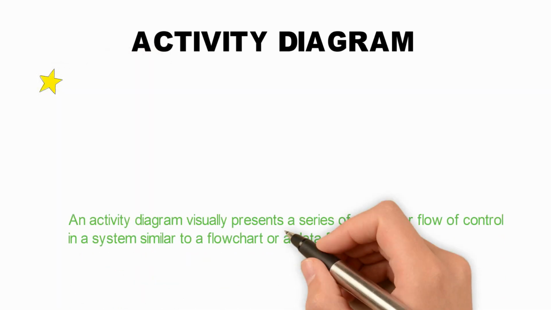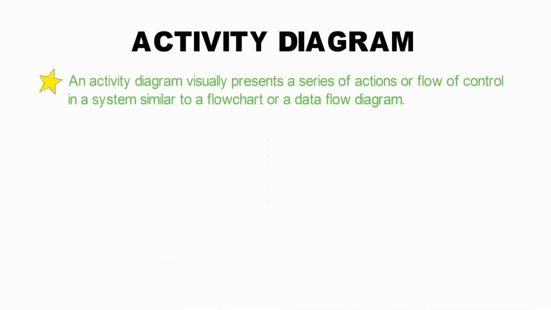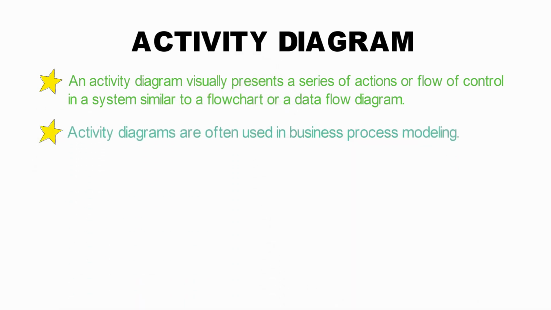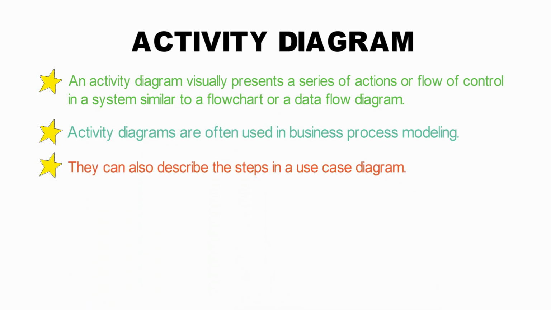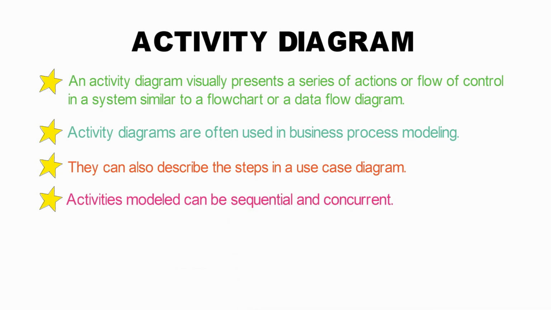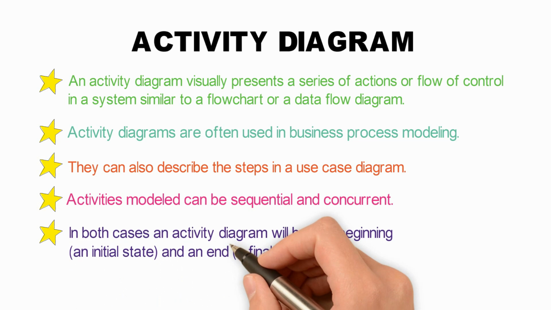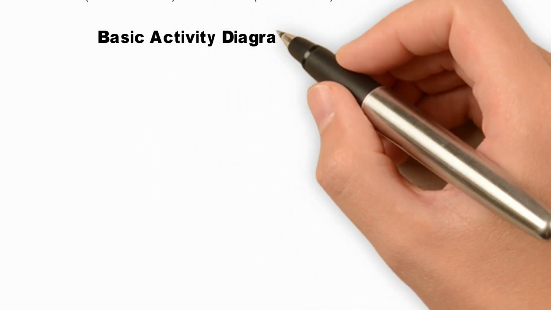Today we're going to discuss the activity diagram. An activity diagram visually presents a series of actions or a flow of control in a system, similar to a flowchart or a data flow diagram. Activity diagrams are often used in business process modeling. They can also describe the steps in a use case diagram. Activities modeled can be sequential and concurrent. In both cases, an activity diagram will have a beginning and an end.